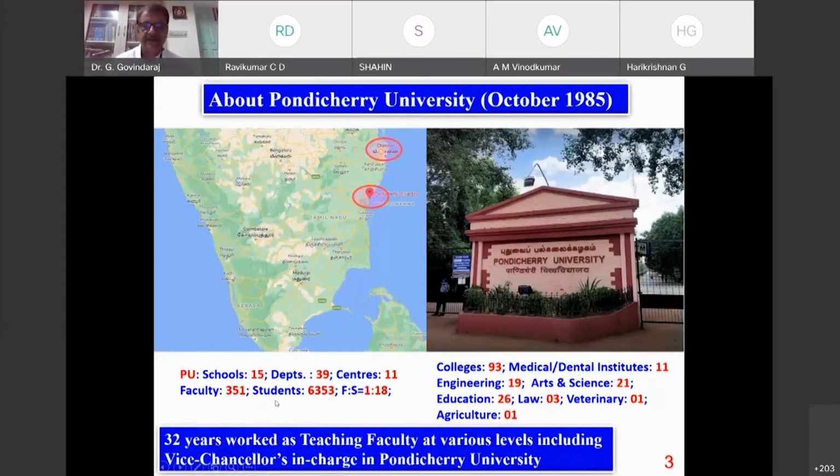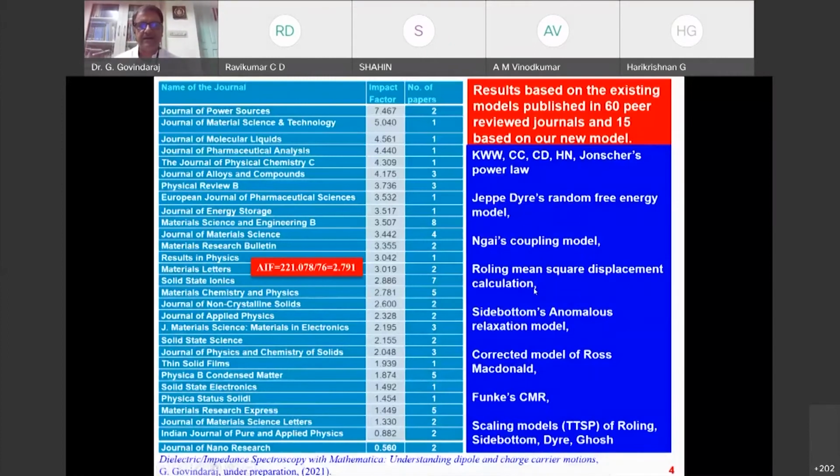So this is my background in Pondicherry University. And what is the contribution towards my research? These are the research journals in which I have published over the period of time, and these are the number of publications. And these are the workers at the national and international level, and their contacts and interaction. I continue to have an interaction with these people.